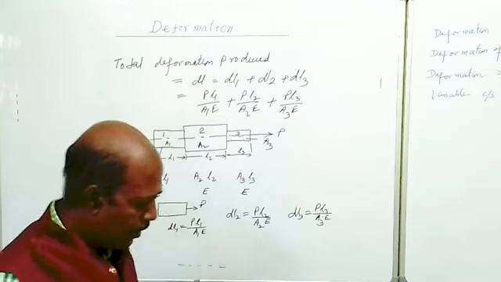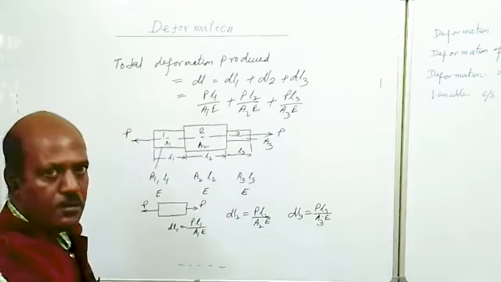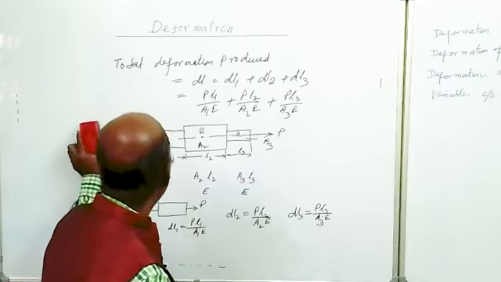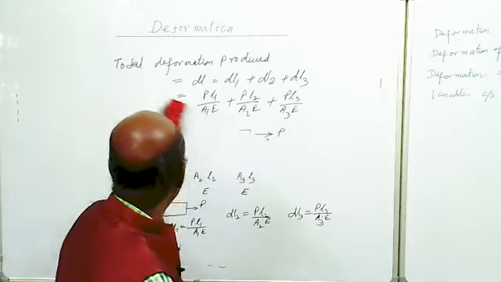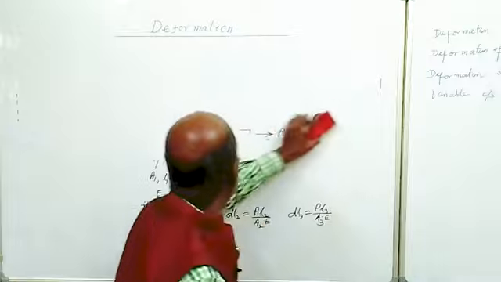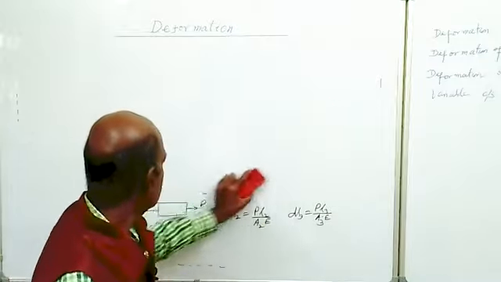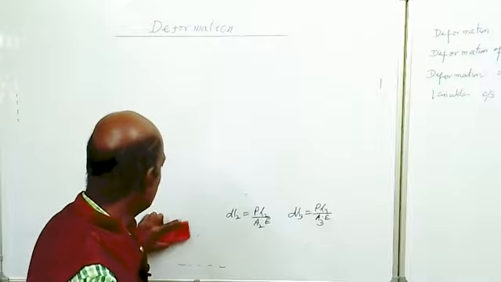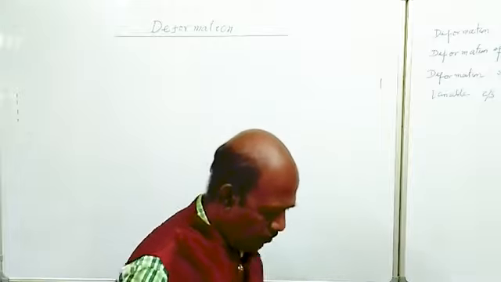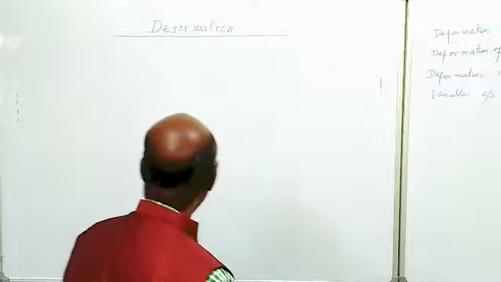This is the mathematical derivation of the deformation produced in a bar of varying cross sections. Now we will see some problems on these two topics. So first problem we will see. The problems are very easy to solve if you understand this derivation part. So derivation is most important, and if you could understand this, then the problem is very simple. So we will see the first problem.